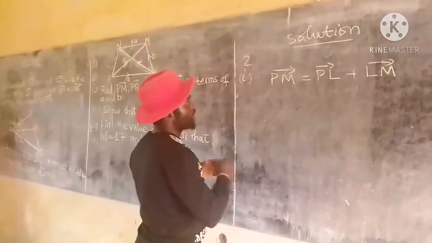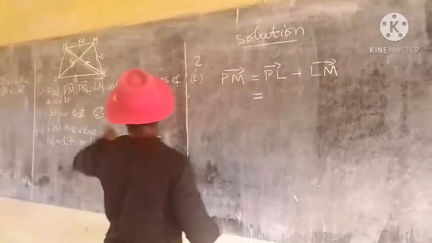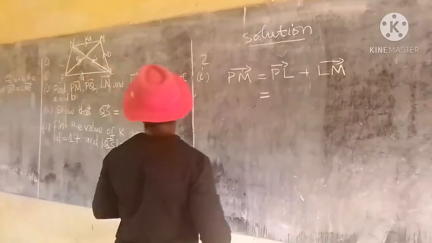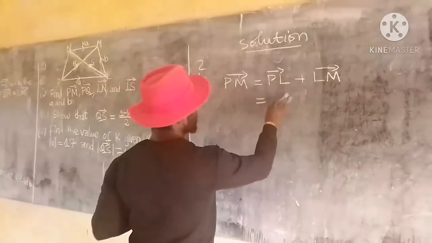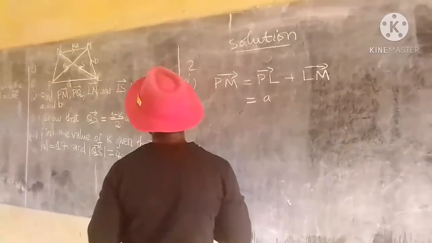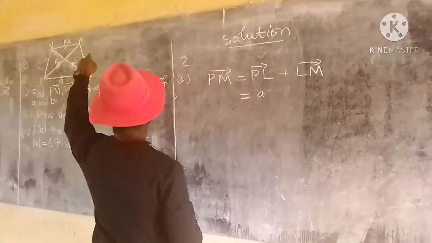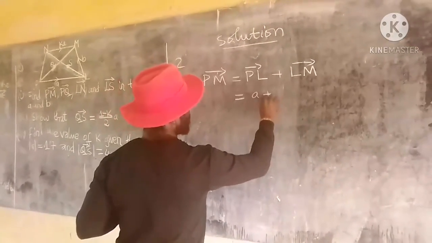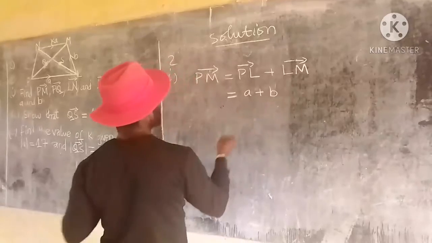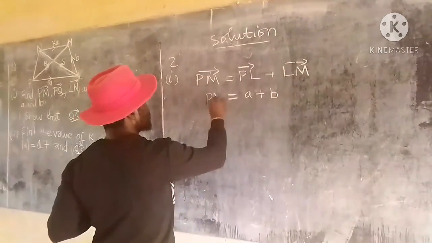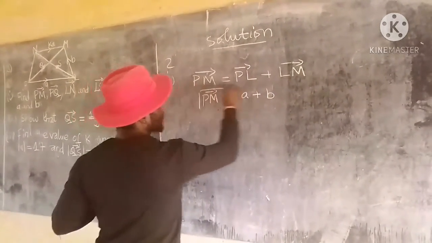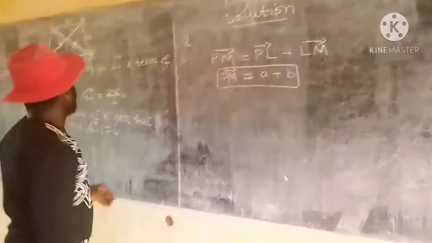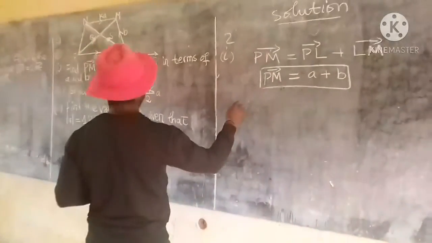Now, all these two are present, so we are going to have PL is small a in the right direction, so we write small a. And LM is in the right direction, so we have plus what? B. We have solved for that. This is PL. That's all about it. The next one that follows says that we have what?